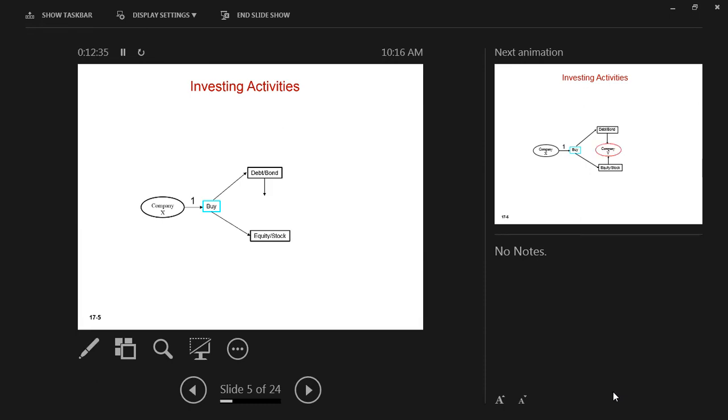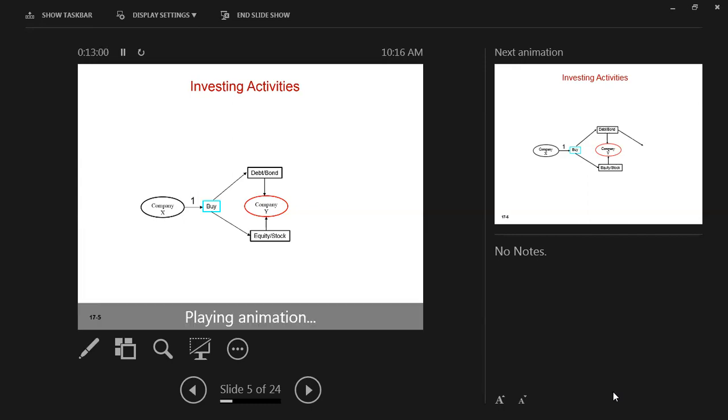And it is something like company Y. Company Y is another company, but your company at this moment is X. You have a lot of money. Now what can you do? You can go to the bond market. You can go to the stock market, and you can buy bond from company Y, and you can buy stock from company Y. And in accounting, this transaction is called investment.